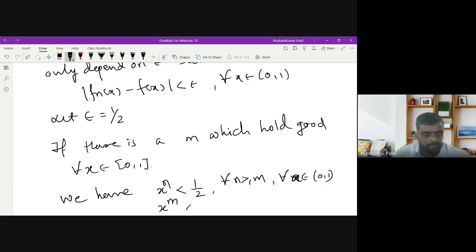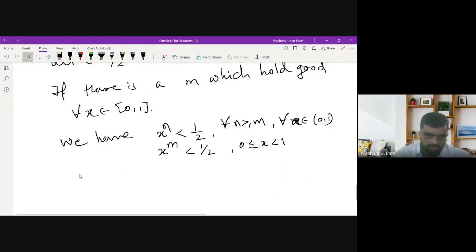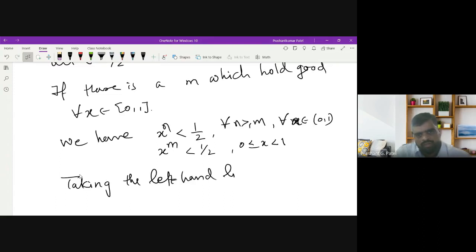But this is x^m < 1/2. This is for m also satisfying this, and it is true for any x in this interval. Taking the left hand limit at x equal to 1, as x tends to 1, this side is 1, which is less than 1/2. If you have taken your epsilon as 1/2, then you will come to a contradiction.